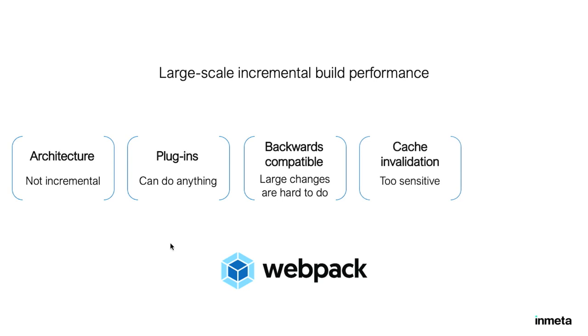Cache invalidation is often another problem. It's often sensitive, causing extensive rebuilding when small changes are made. What else? Incremental builds. Cache lookup helps skip redundant work, but with many modules, it can lead to considerable cache lookup costs. So there's a cost in cache lookup.